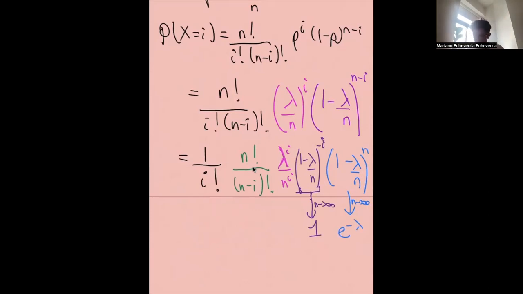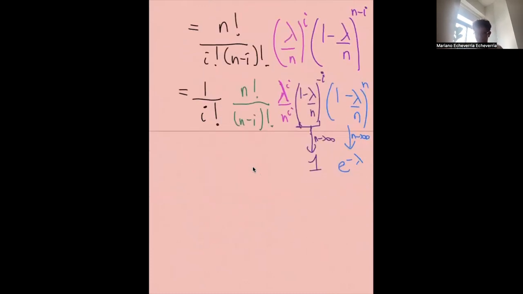So we have e to the minus lambda, and then we just have to see what we're going to do with this stuff. Lambda to the I is fixed, so that doesn't need to be touched. This doesn't need to be touched because I factorial is also fixed, because I'm fixing I.